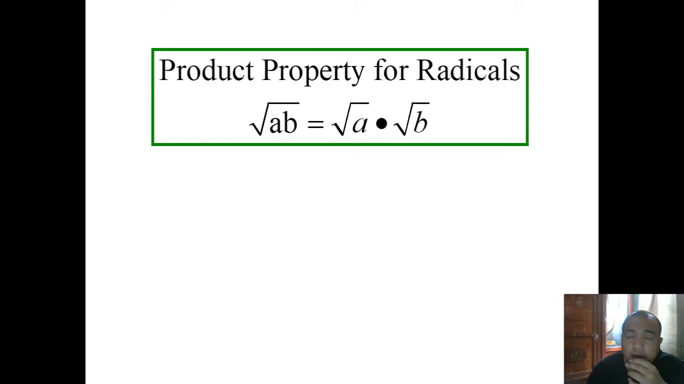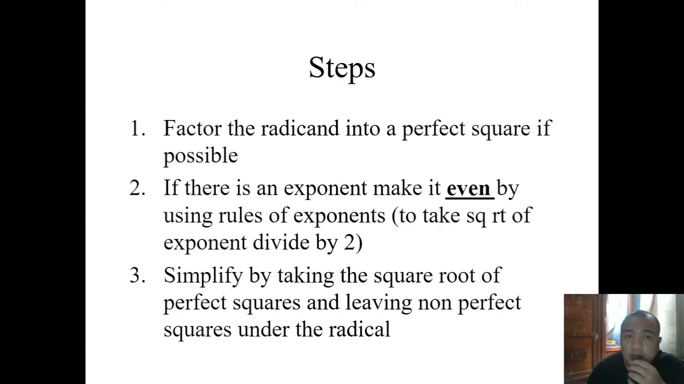For the product property for radicals, we have square root of AB means square root of A times square root of B. Okay, it's the product property for radicals. Now there are steps to follow in simplifying radicals. Factor the radicand into perfect squares if possible. If there is an exponent, make it even by using rules of exponents to take the square root of the exponent divided by 2. Simplify by taking the square root of perfect squares and leaving non-perfect squares under the radical.